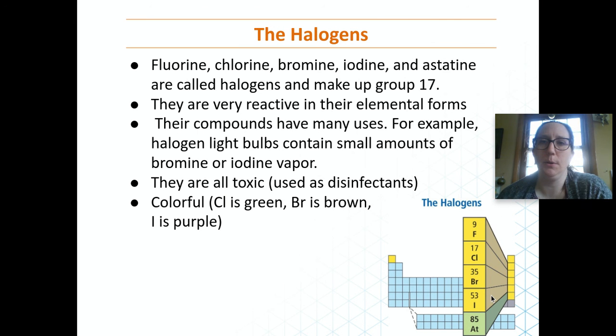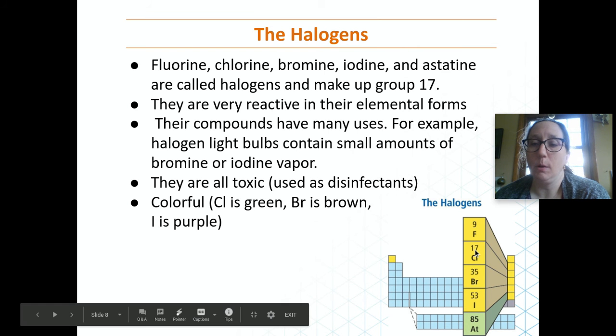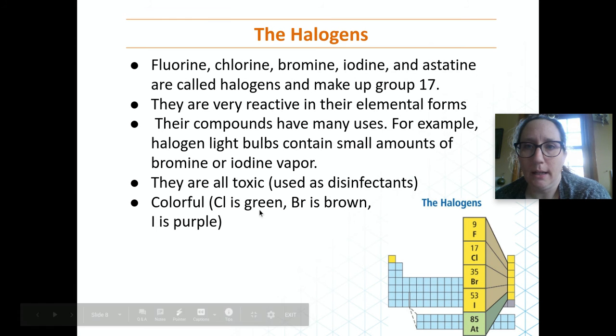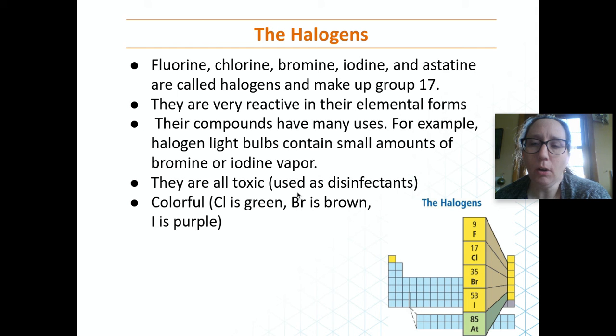This is the halogen group. Halogen comes from the word for salt. Halo means salt. All of these nonmetals form salts when combined with a metallic or metal element. More on that next chapter. Fluorine, chlorine, bromine, iodine, and astatine are all group 17. Okay, they all have 7 electrons in their valence shell.